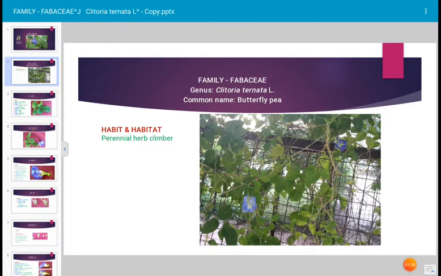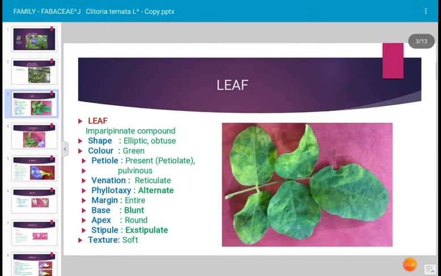It climbs by taking support of other plants, as shown in the photograph. See the plant. Next, this is the leaf of Clitoria ternata. Family Fabaceae. The leaf is an imparipinnate compound leaf.